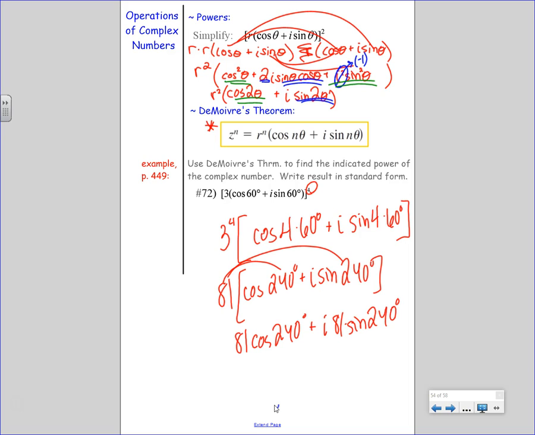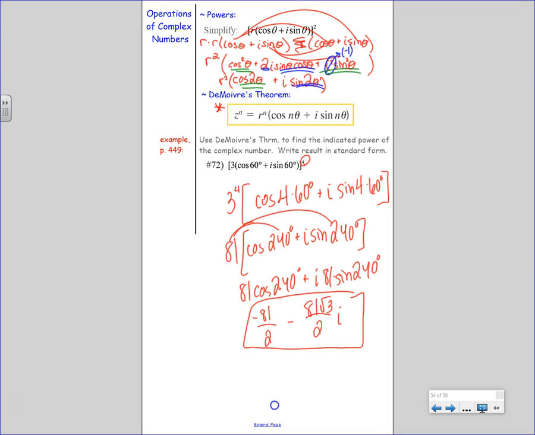Cosine would end up being negative 1/2. Sine's going to end up being a negative as well. That's going to end up being a root 3 over 2. Now this is the nice perfect form. What do you guys get for your decimals? Is it negative 40.5? Nice. And then minus? 70.148.